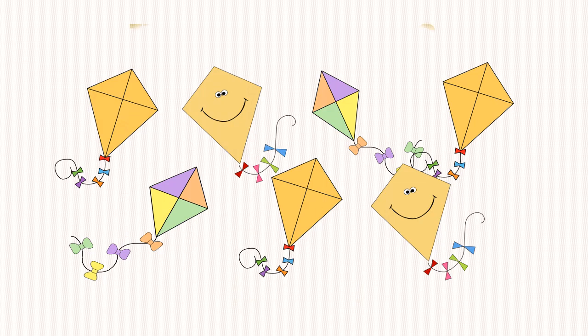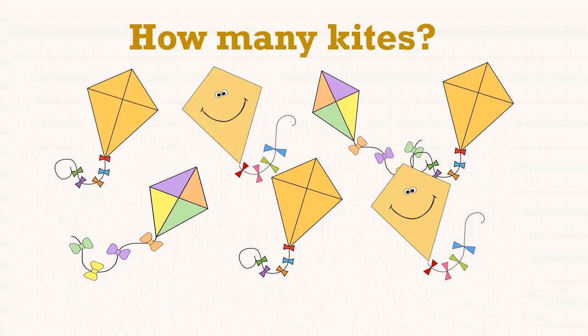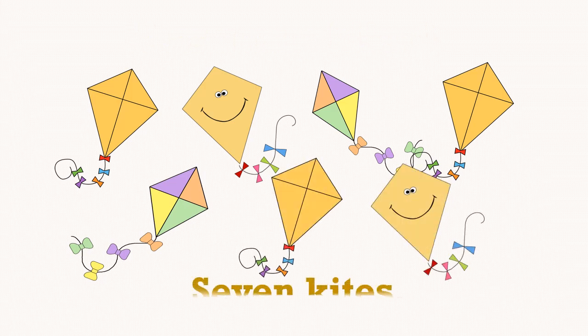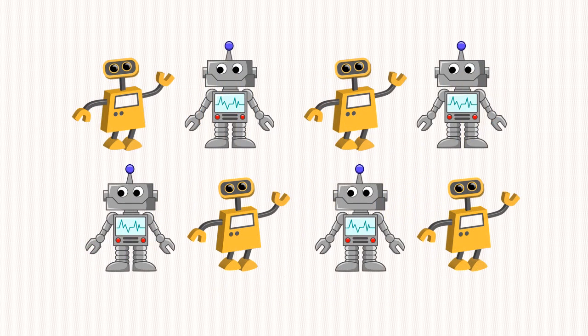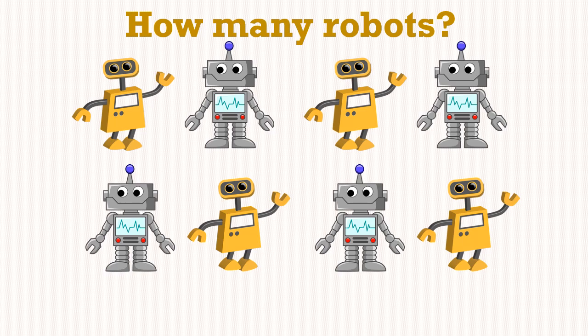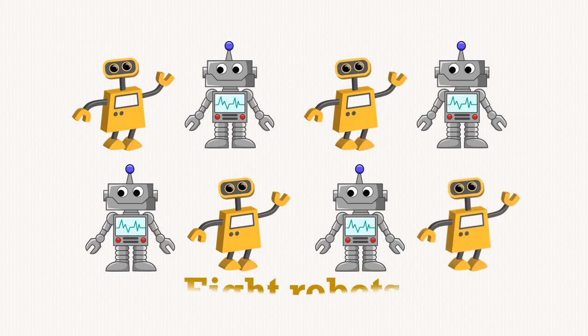How many kites? 1, 2, 3, 4, 5, 6, 7. 7 kites. How many robots? 1, 2, 3, 4, 5, 6, 7, 8. 8 robots.